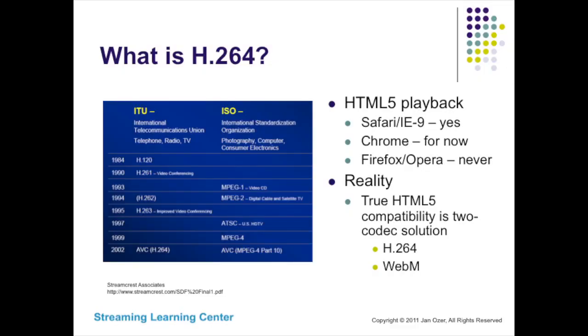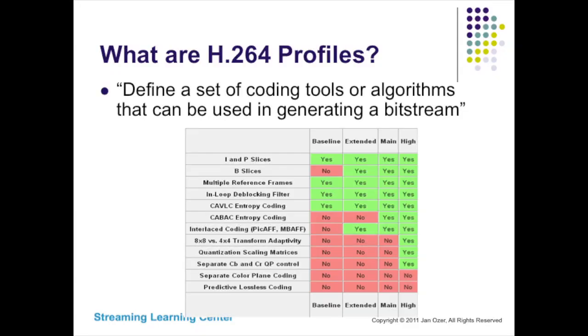H.264, the thing that you need to know, it's a wonderful standard. It's adopted by the ITU and the ISO, but if you're here for iDevices, it's the primary codec to use for iDevices, and that's really all you need to know. When you're producing for iDevices, the critical characteristic you need to know is something called a profile. So what is an H.264 profile? As you can see in the chart, it defines a set of coding tools or algorithms that can be used to generate the bit stream.